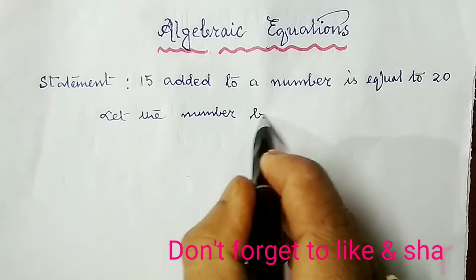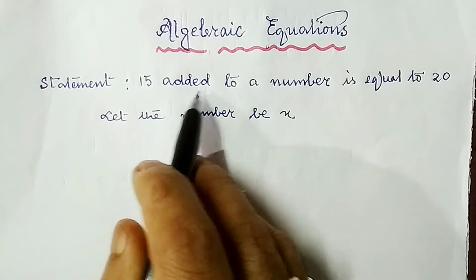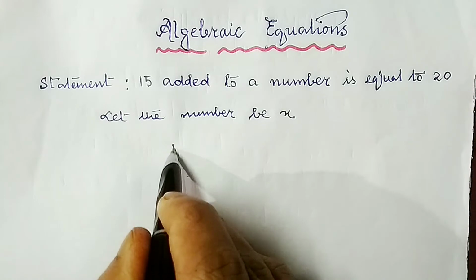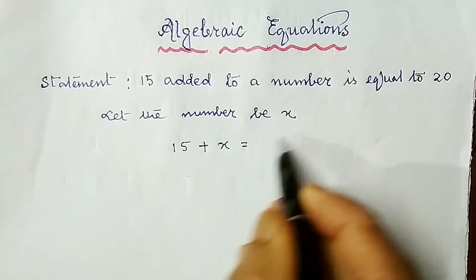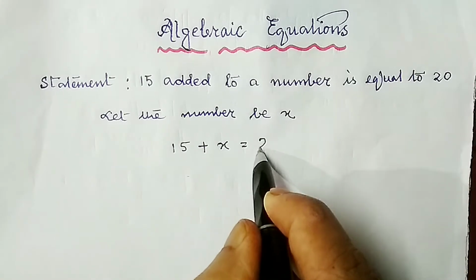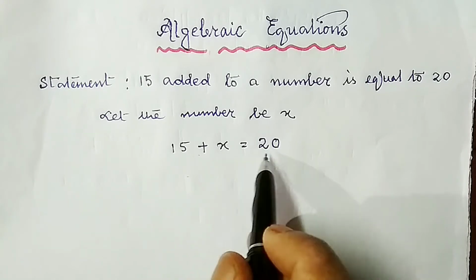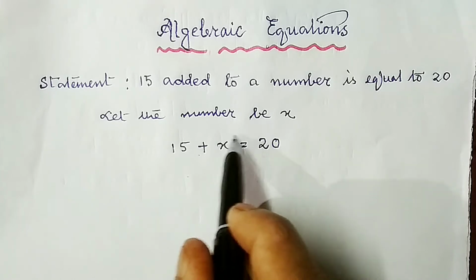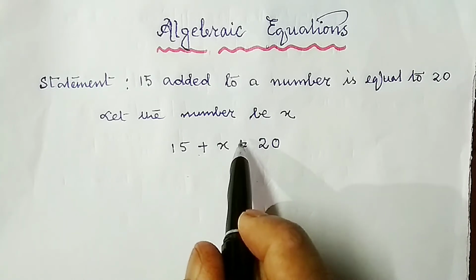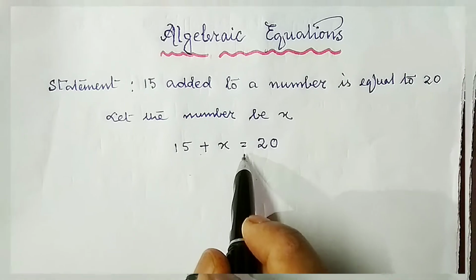As per the statement, 15 added to a number. So if I add 15 with x, then I am going to get 20. Here these two expressions are set equal to one another. Since the equal sign is used, that means it is an algebraic equation. We cannot write any equation without this symbol; without the equal sign there cannot be any equation.